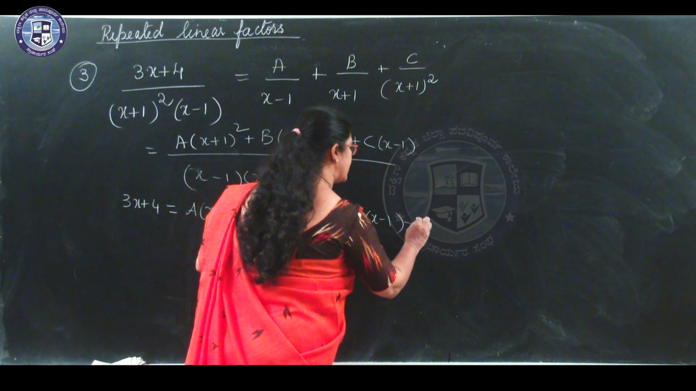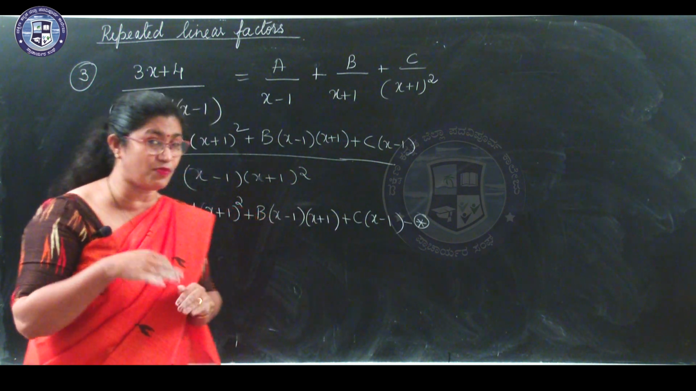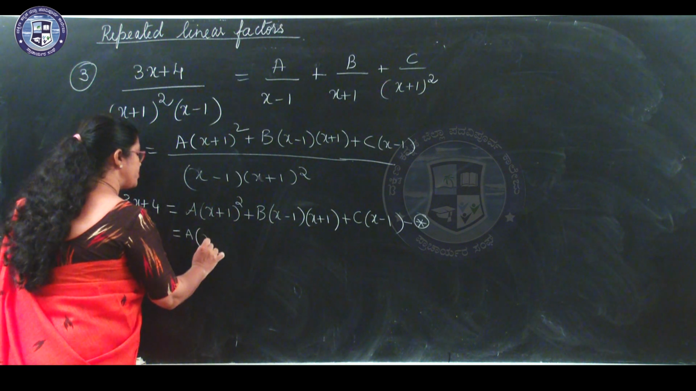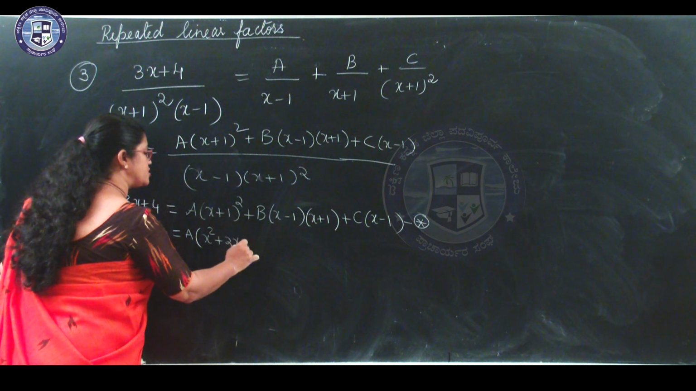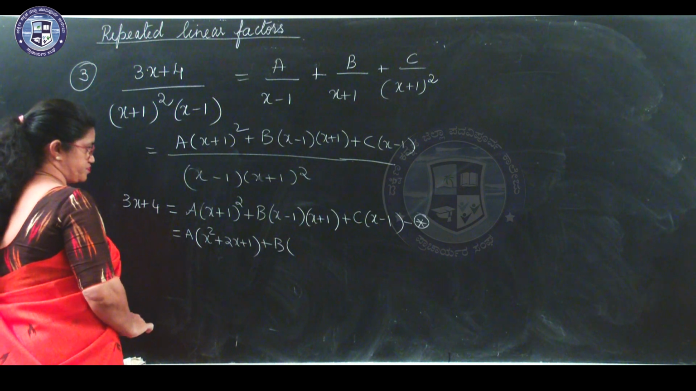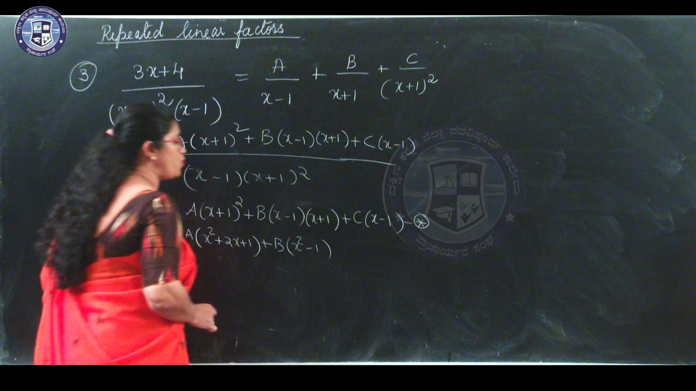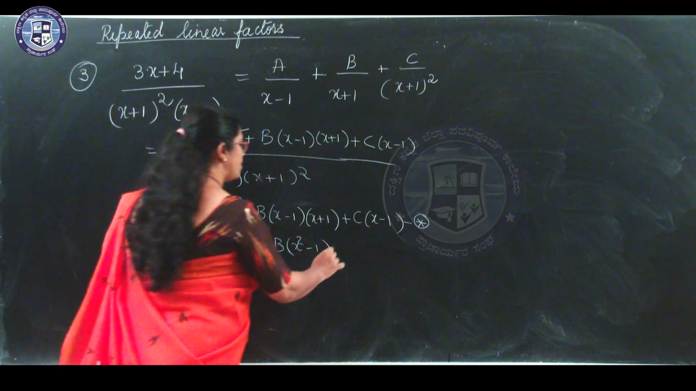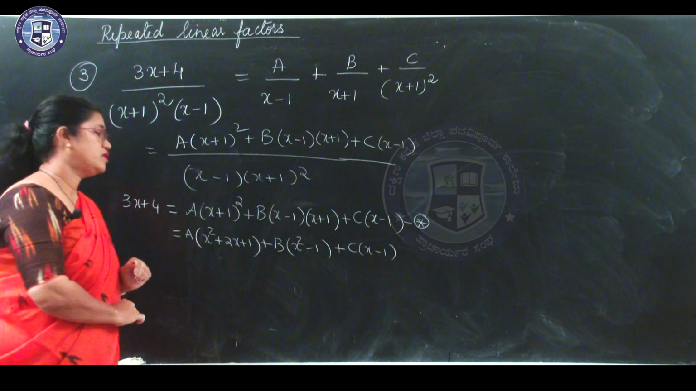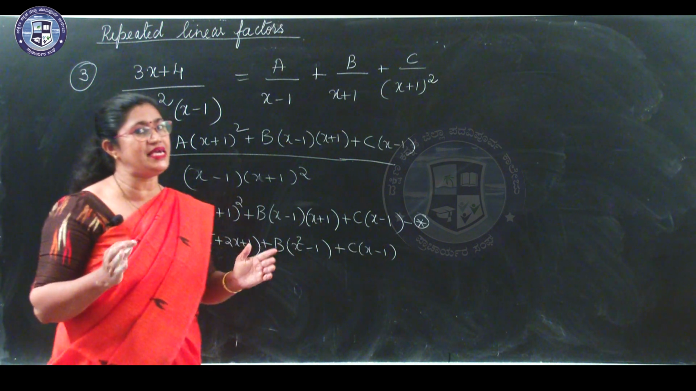Write this as star, and because it is repeated factor I already know, so I will just multiply and keep. So I get this as a into x square plus 2x plus 1 plus b into, this you know is of the form a plus b into a minus b, x square minus 1 plus c into x minus 1. Now let us try to get this and get the values of a, b and c.